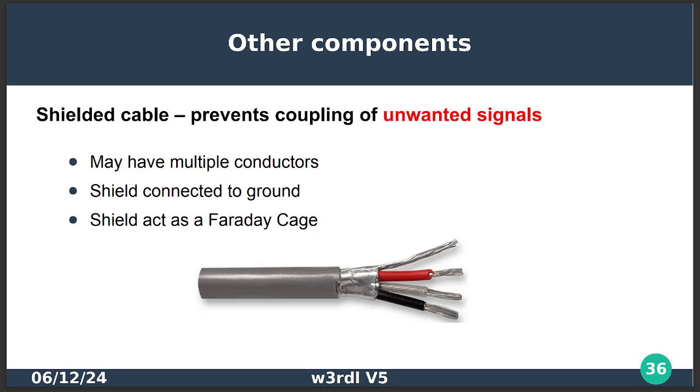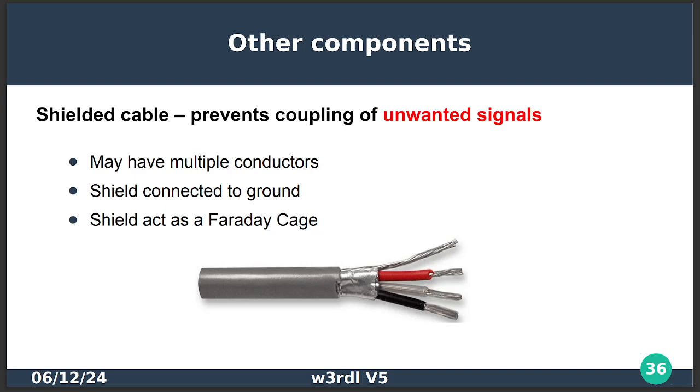May have multiple conductors inside, as you can see there. It's got 4 different conductors inside it. The shield will typically be connected to a ground. Now, in amateur radio, most of the time that foil there that you see wrapped around the inside is going to be a braid. And that will be connected to the ground some way or another.